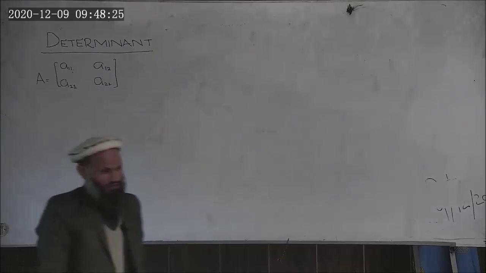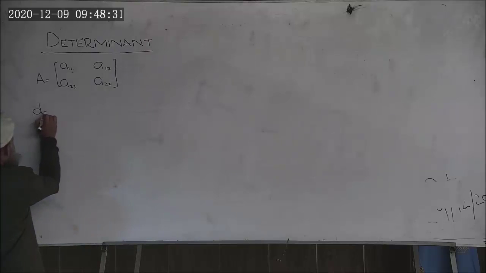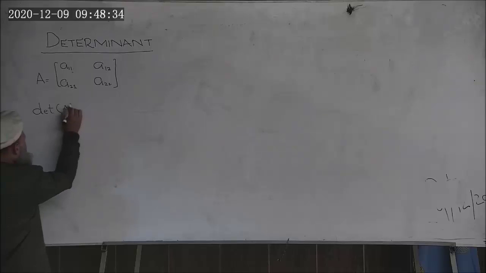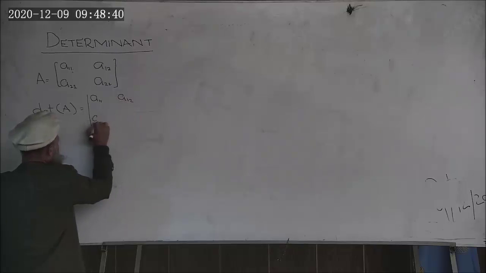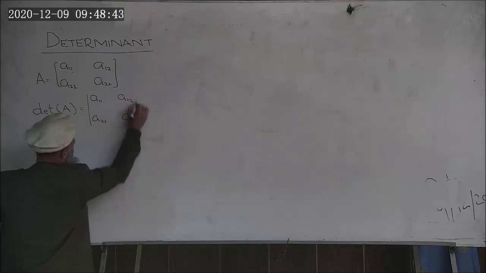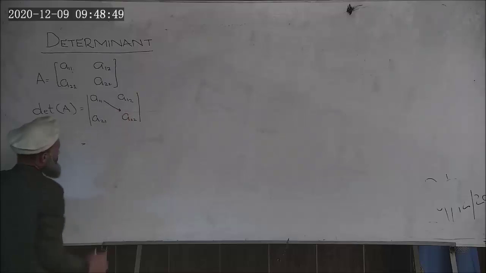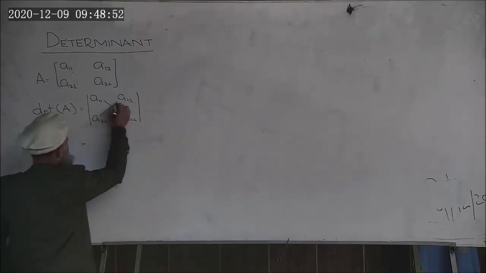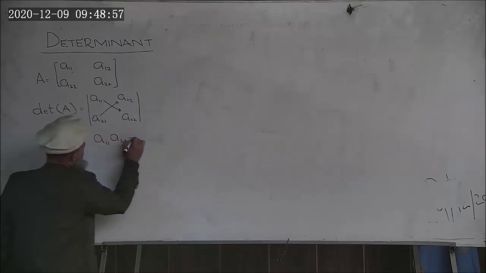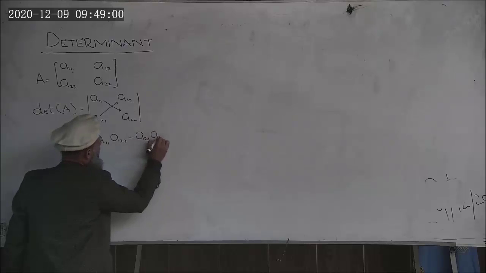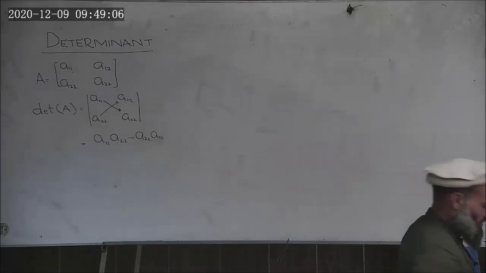If you have a 2 by 2 matrix, then its determinant, denoted by determinant of this matrix, also denoted by this notation A11, A12, that is equal to the product of these two elements minus the product of these two elements, that is A11 multiplied by A22 minus A21 multiplied by A12. So the determinant of a 2 by 2 matrix is given by this expression.